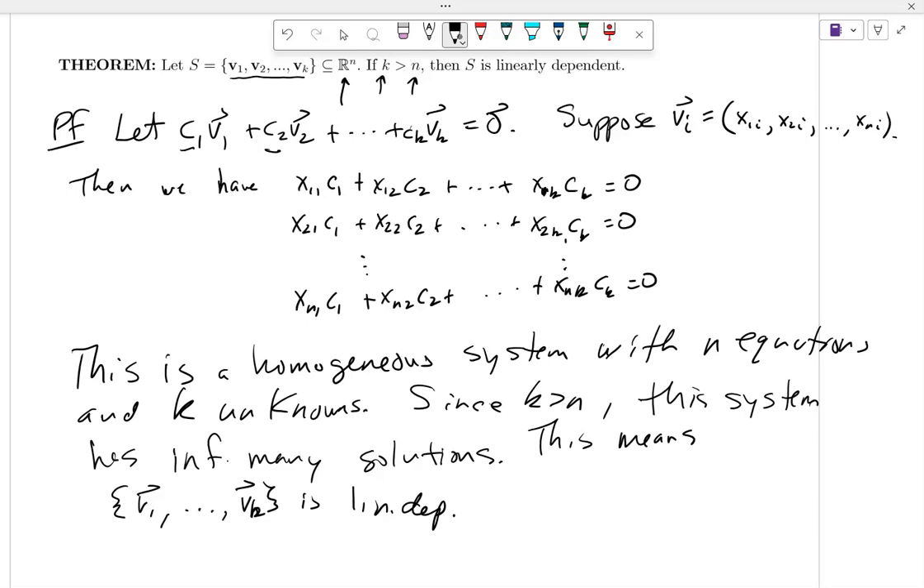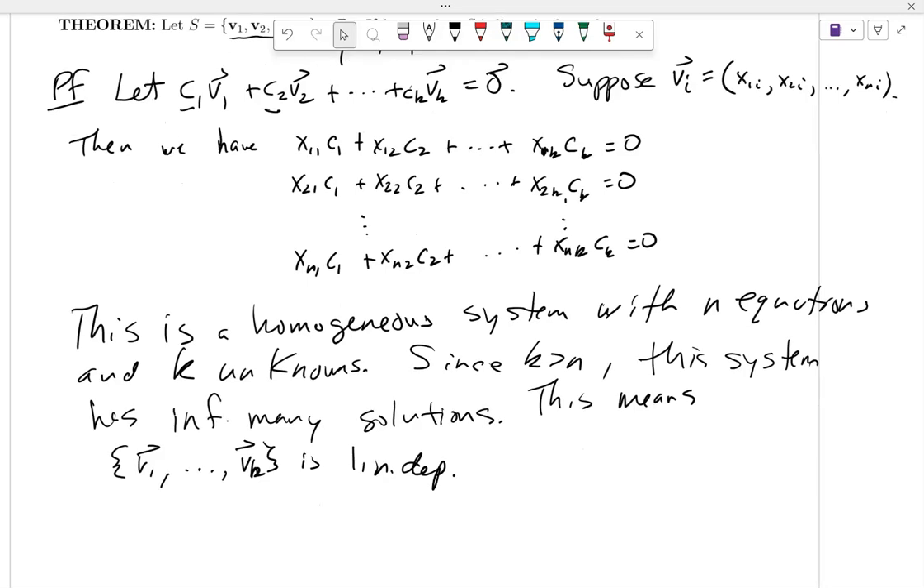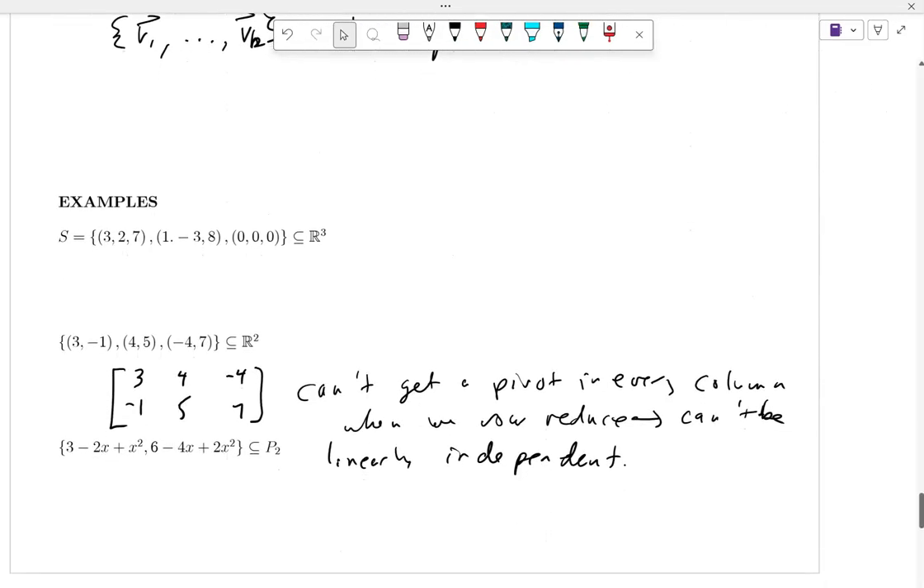So in Rn, this gives you an easy way to look at a set and say, oh, there are too many vectors, it can't be linearly independent. So we have a few ways that don't require a lot of work to determine if something is linearly independent. If the 0 vector is in there, it can't be linearly independent. If you only have 2 vectors and one is a constant multiple of the other, it can't be linearly independent. If you have too many vectors, it can't be linearly independent. So we can just look by inspection.